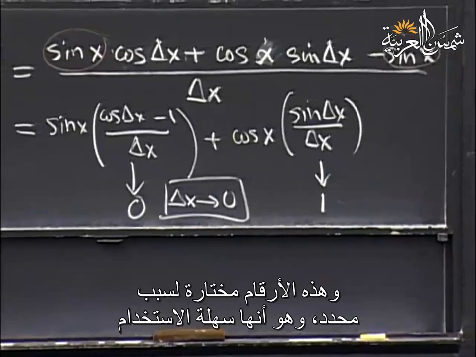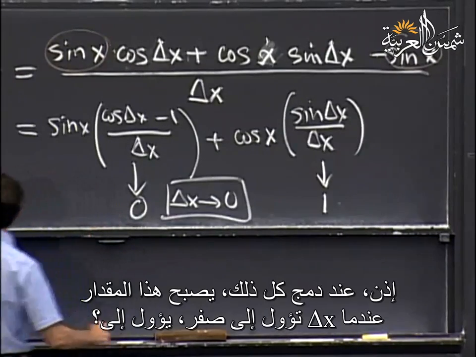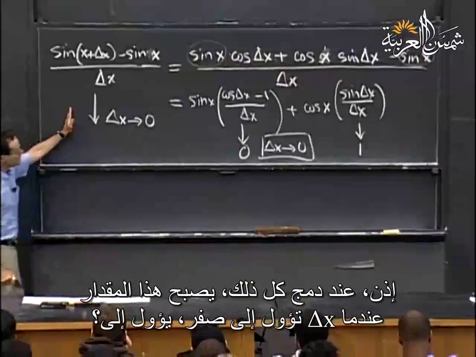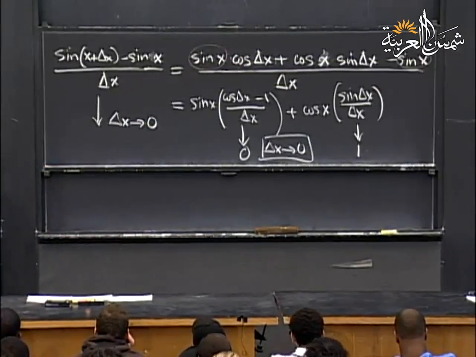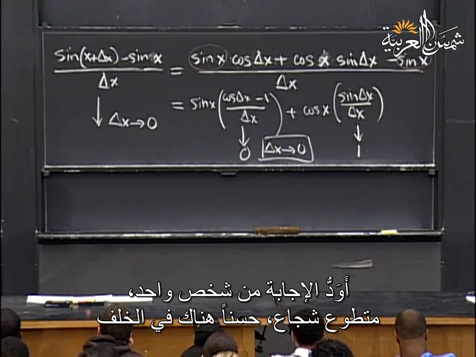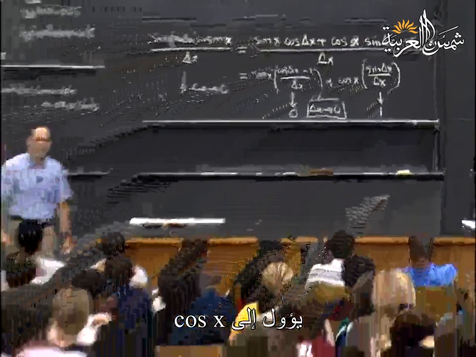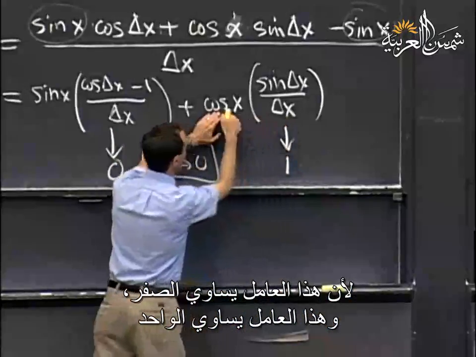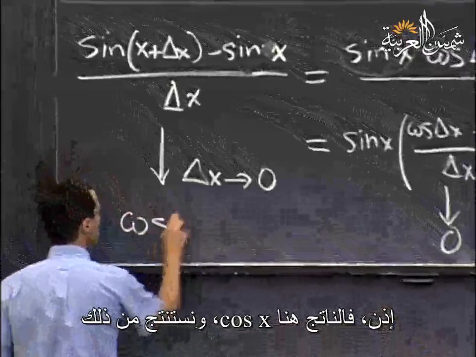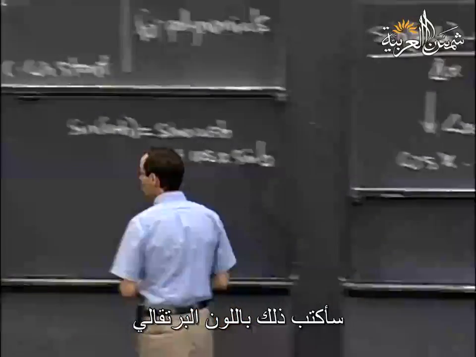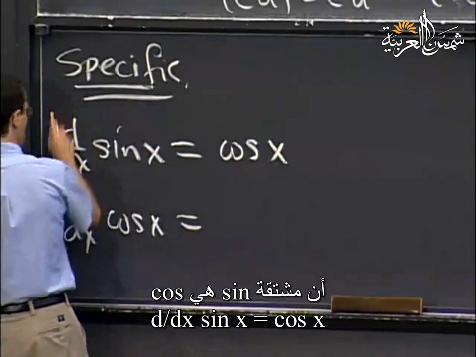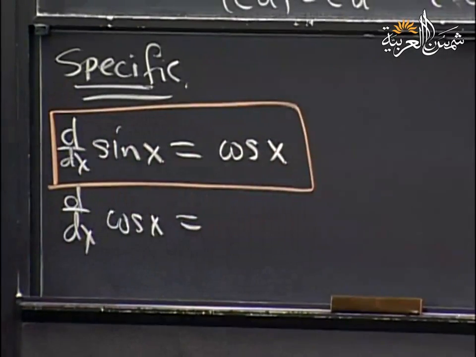And these things are picked for a reason. They're the simplest numbers to deal with. So altogether, this thing, as delta x goes to 0, goes to what? I want a single person to answer, a brave volunteer. All right, right back there. Cosine. Because this factor is 0, it cancels, and this factor has a 1, so it's cosine x. All right, so our conclusion over here, I'll put it in orange, is that the derivative of the sine is the cosine. All right?